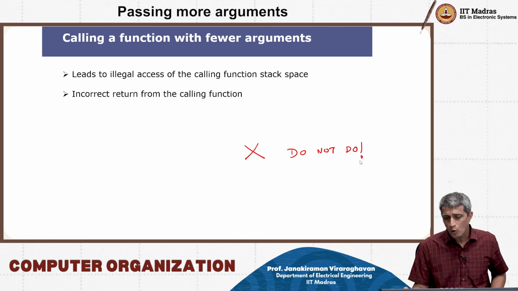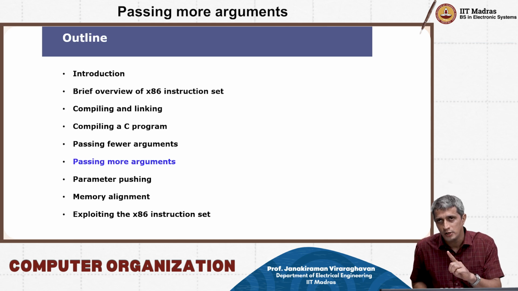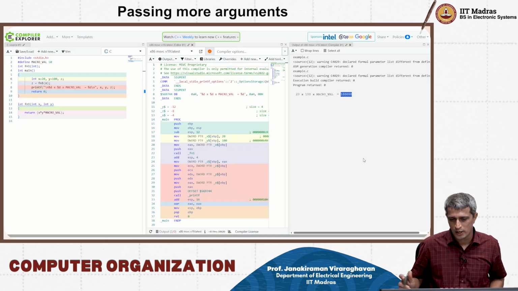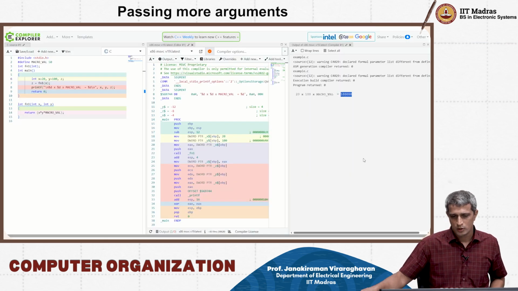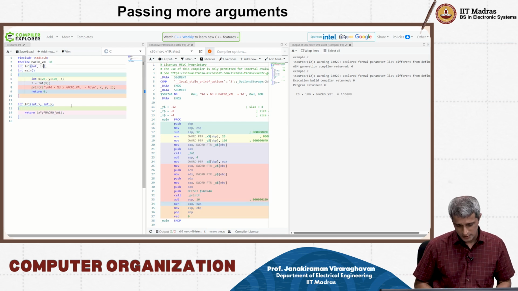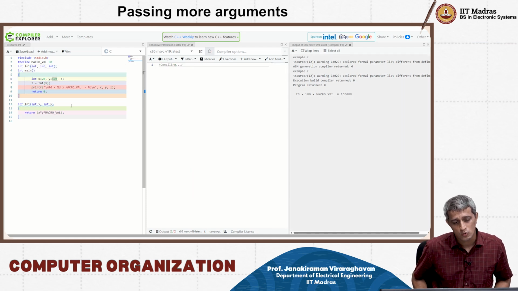So now what we want to do is see what happens when we do the opposite. What is the opposite? You declare a function with, let's say, 3 arguments. Let me go back here, and I will say this is int comma int.